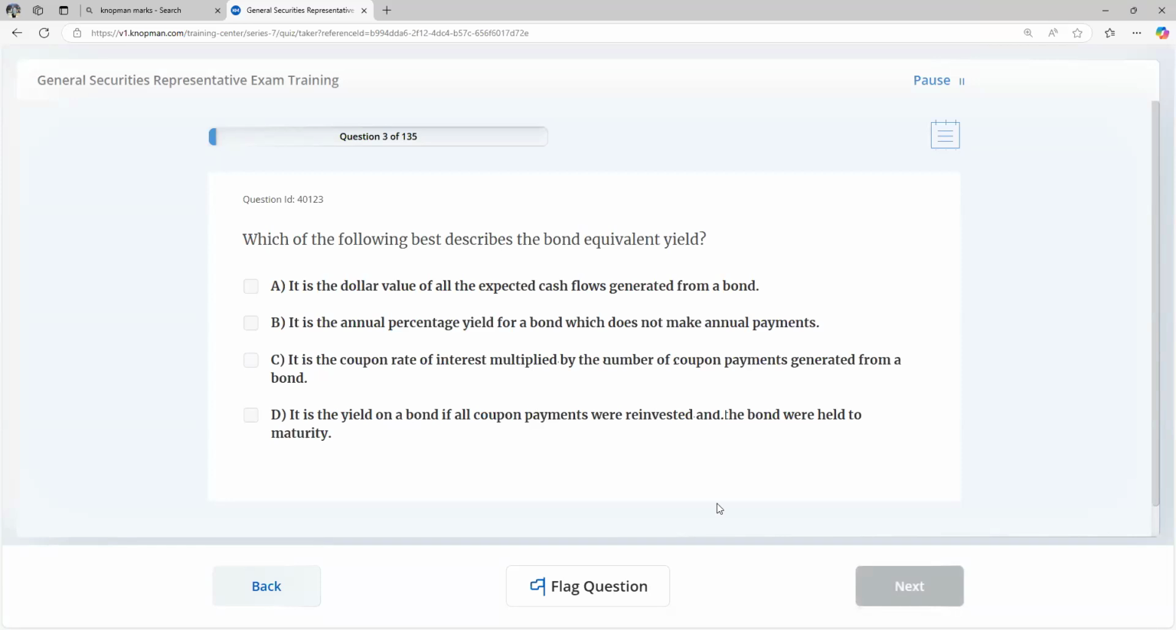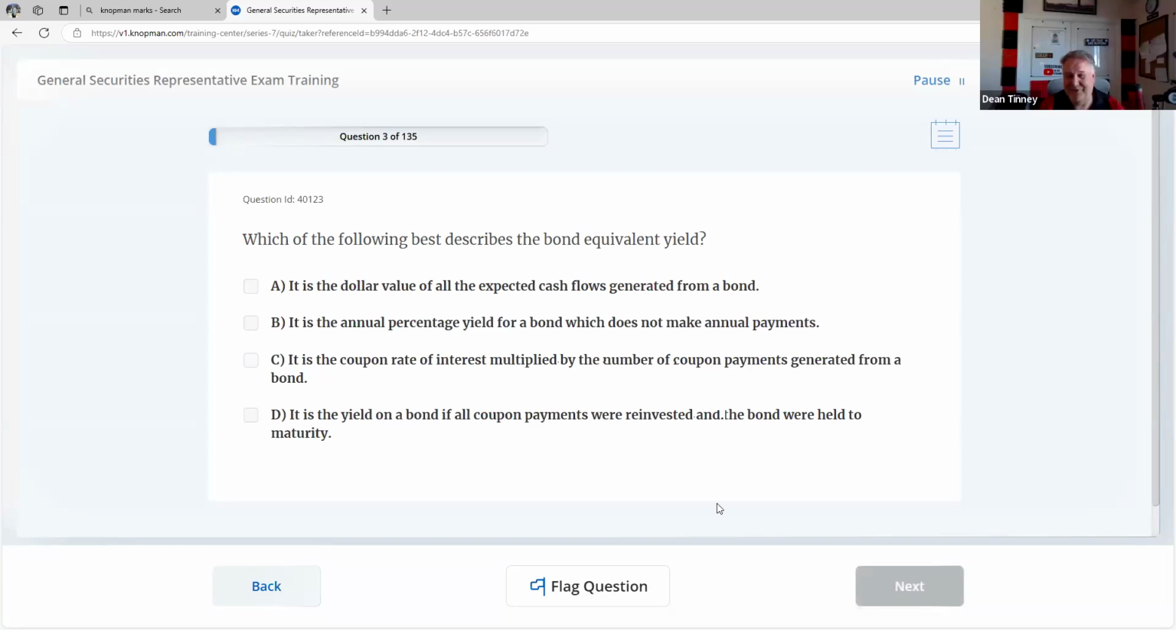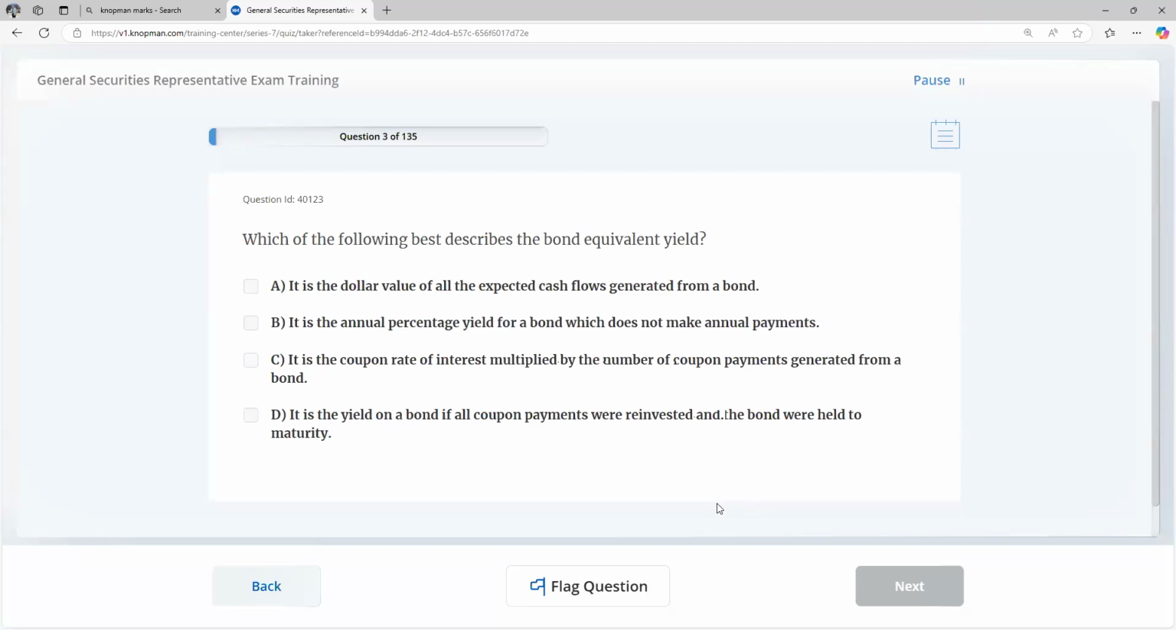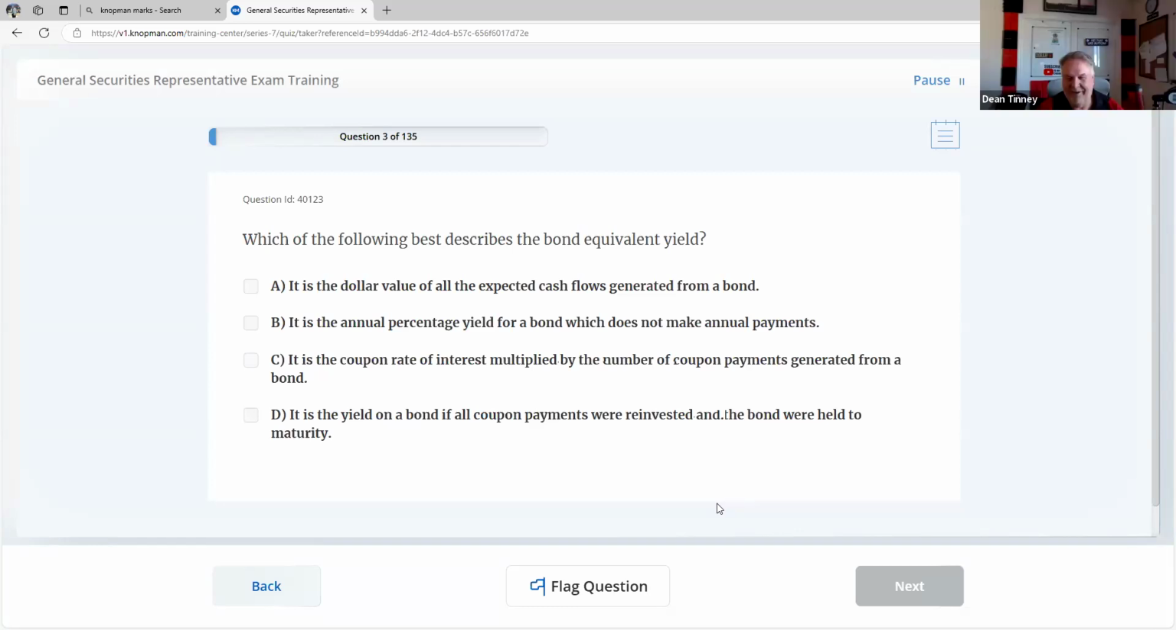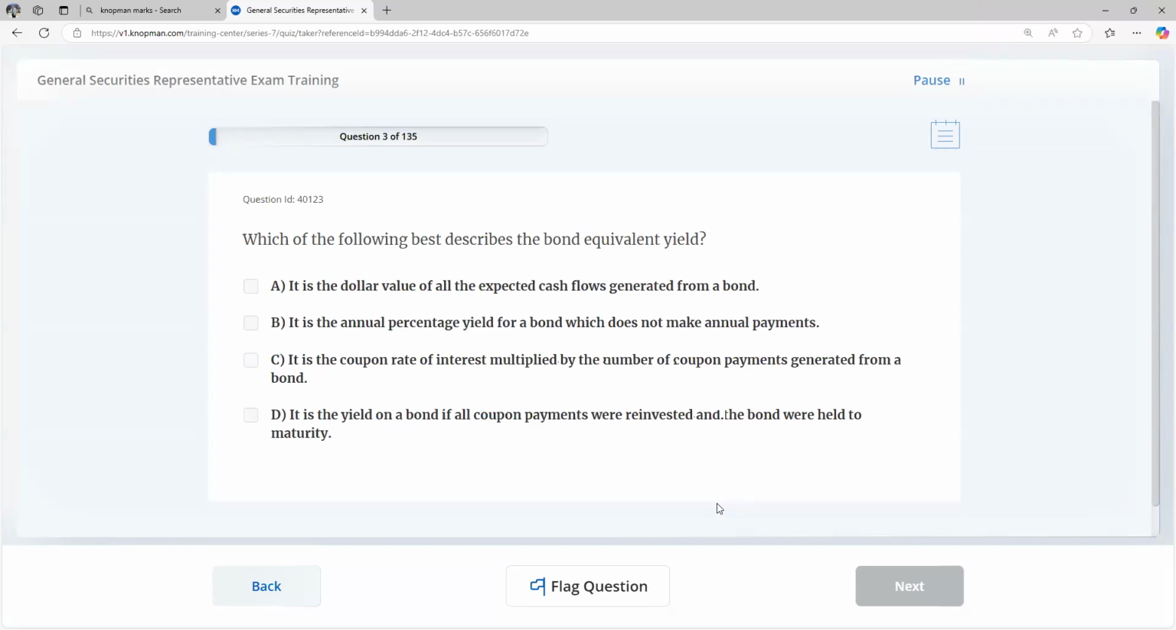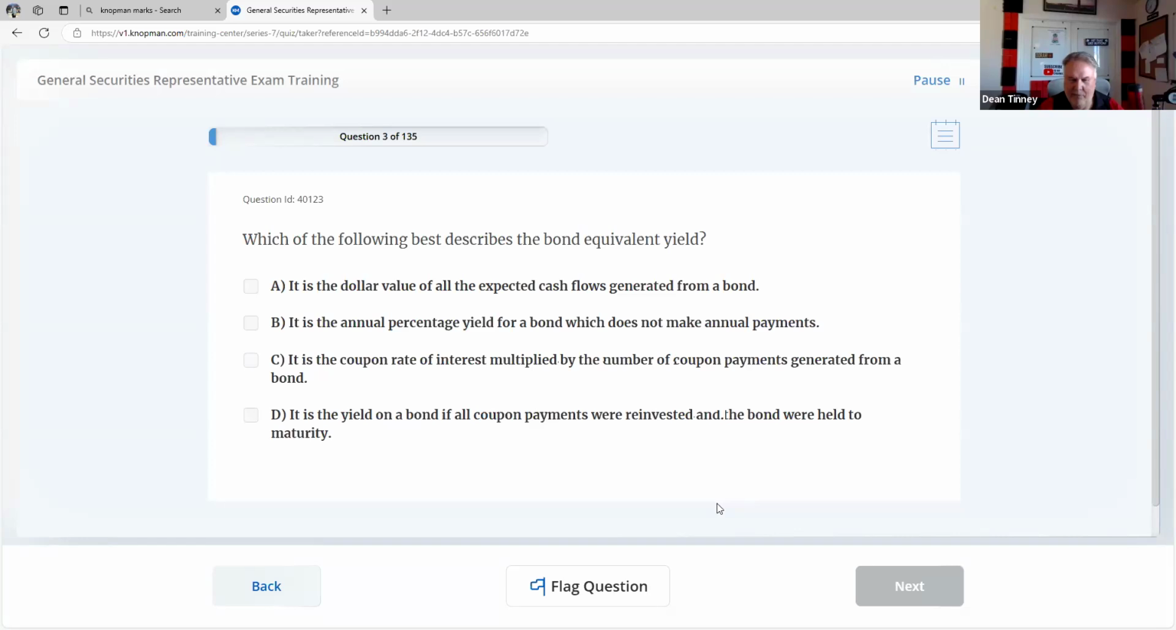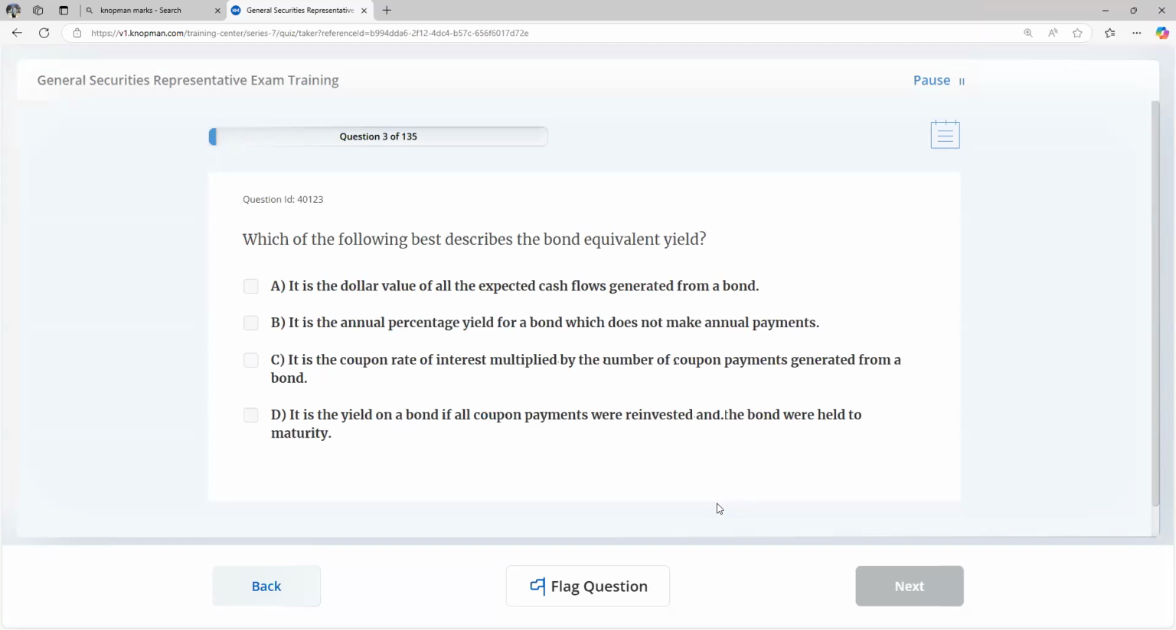The bond equivalent yield, is that asking me? I have no idea. We'll see, I'm just reading what they're offering us as answers here. It's the dollar value of all expected cash flow. I'm not sure that would be called discounted cash flow. I don't think it's that. I think it would be the annual percentage yield for a bond which does not make annual payments.